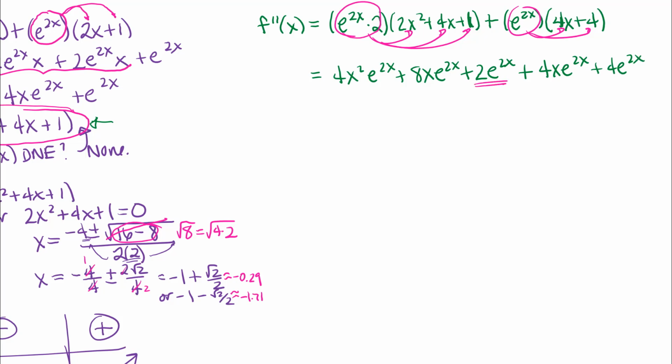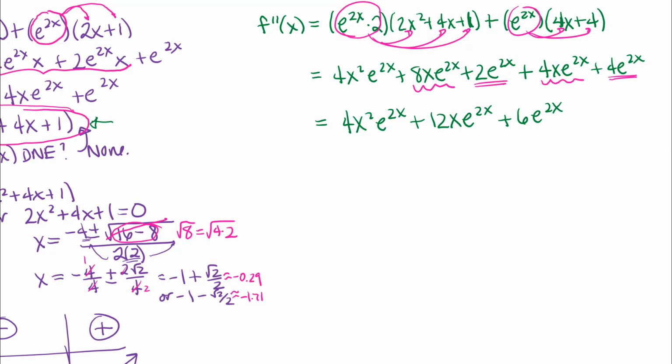I have a 2e to the 2x and a 4e to the 2x that I'll be able to combine. And then I also have an 8x e to the 2x and a 4x e to the 2x that I'll be able to combine. So when I combine like terms, I'll have 4x squared e to the 2x, plus 12x e to the 2x, plus 6e to the 2x.